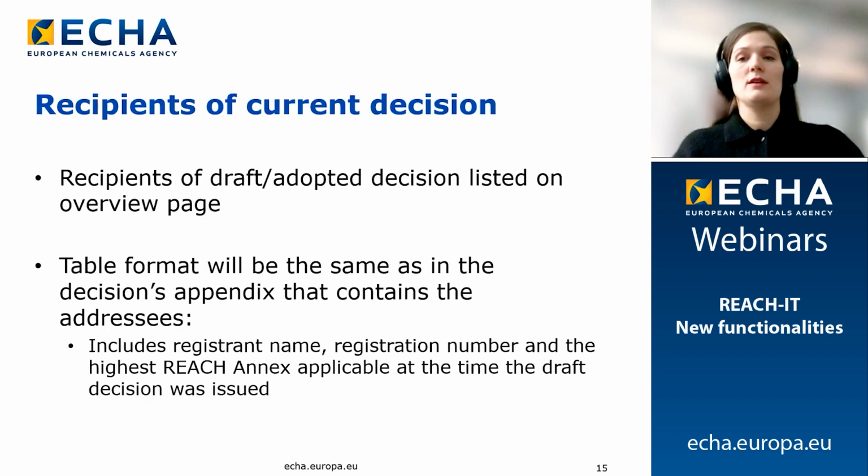The other feature is to publish the list of recipients on the dossier evaluation overview page when the draft decision is sent out, and later on to refresh it when the final decision is sent out. The format of the table will be the same as in the decisions appendix, containing the addresses of the decision. It will include the registrant name, registration number, and their data requirements at the same time the draft decision was issued.